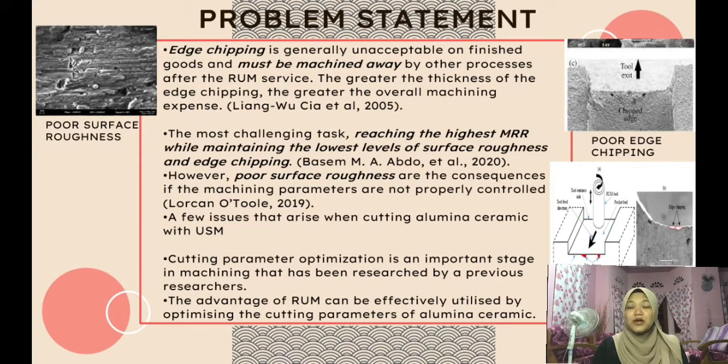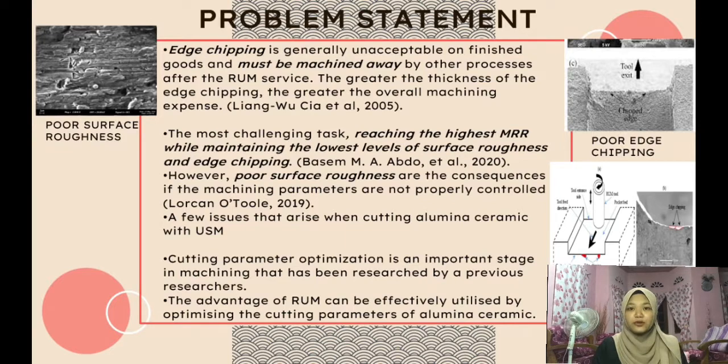An edge burr around the bottom of the rod is observable during the cutting process. As when the cutting tool nearly drills through the workpiece, the rod breaks off from the workpiece, causing the edge chipping around the whole exit edge. Edge chipping is generally unacceptable on finished goods and must be machined away by other processes after the RUM service. The greater the thickness of the edge chipping, the greater the overall machining expenses. The statement earlier was stated by Liang Wuxia and others on 2005.